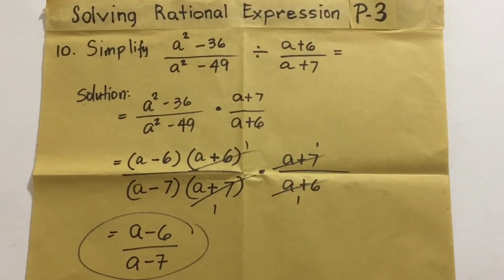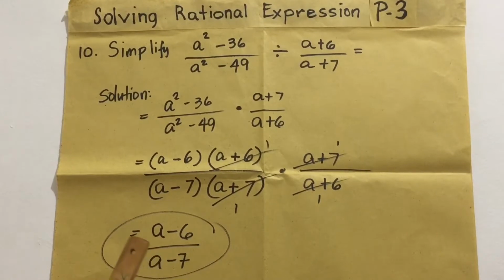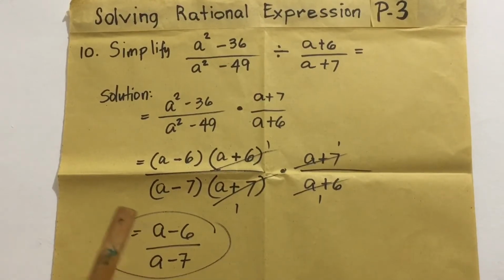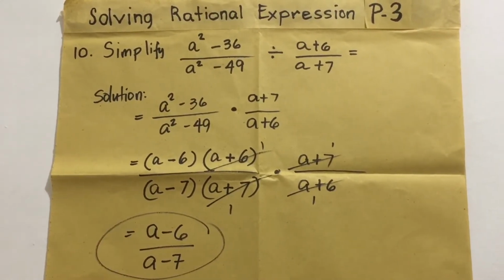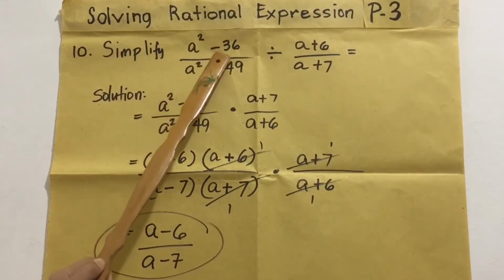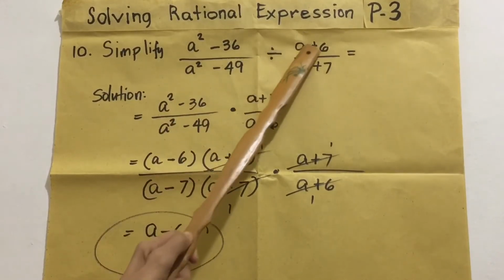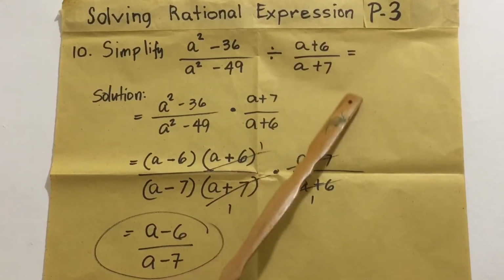Hello everyone, today we're going to discuss solving rational expressions, part 3. We are now in number 10. Simplify a squared minus 36 over a squared minus 49 divided by a plus 6 over a plus 7.